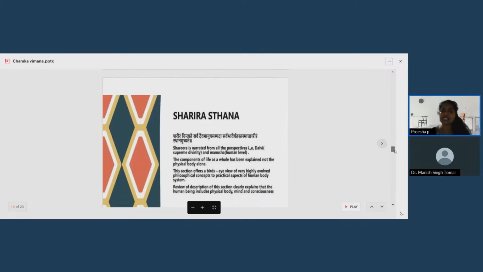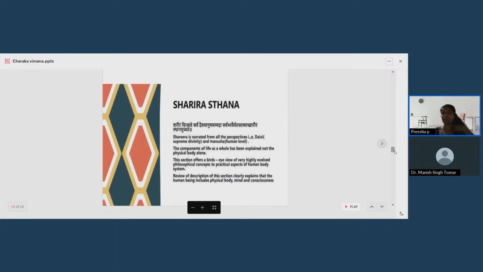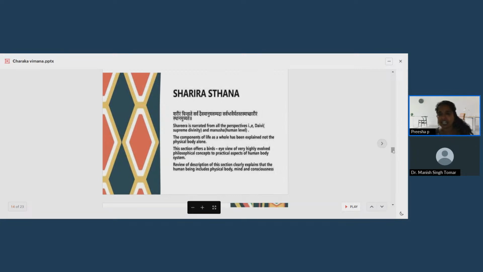Coming to the Sharira Sthana aspect, the Sharira is explained as Daivi and Manusha aspects. The Daivi is like supreme divinity, and the Manusha is the human level, which is mentioned there. So there are concepts of the human body system explained here, where the human body has the physical body, mind, and consciousness, which is also explained in the Sharira Sthana.